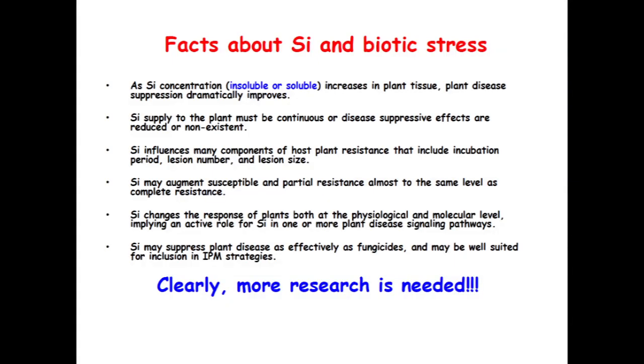So what are some facts about silicon and biotic stress? Silicon concentration, whether it's insoluble or soluble, as it increases in plant tissue, plant disease suppression dramatically improves. Silicon supply to the plant must be continuous, or disease suppressive effects are reduced or non-existent. Silicon can influence many components of host plant resistance. That includes incubation period, number of lesions, lesion size. So silicon may augment susceptible and partial resistance almost to the same levels of complete resistance.